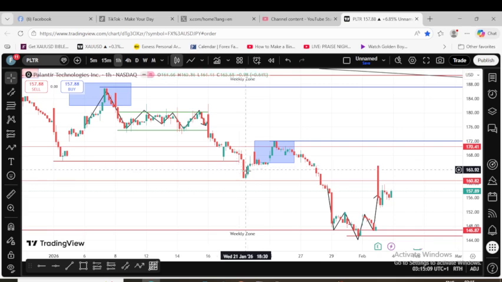We're just leaving it. So that's it for top to bottom analysis on Palantir Technologies.